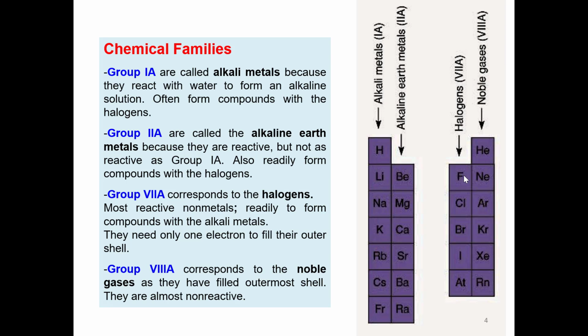Group 7A corresponds to the halogens, and they are nonmetals. They need just one electron to be stable, so usually they react with the alkali or the alkaline earth elements. Group 8A corresponds to the noble gases, and they don't react with other elements because they have a filled outermost shell.